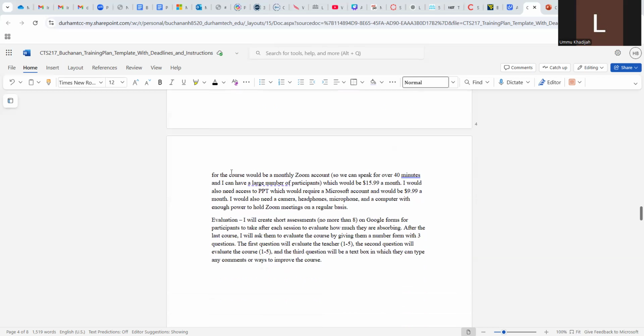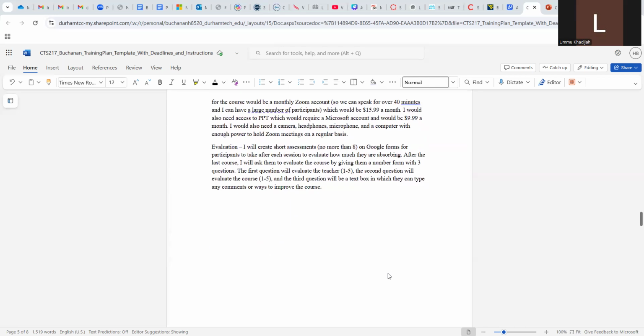My cost for the course, as far as what I would have to pay, would be a monthly Zoom account fee, which right now is $16 a month, but it might increase to $17 a month, I just noticed. I would also need access to PowerPoint, which is part of Microsoft 365, and that would be probably $10 a month. I would need a camera, headphones, microphone, and a computer with enough power to hold Zoom meetings on.